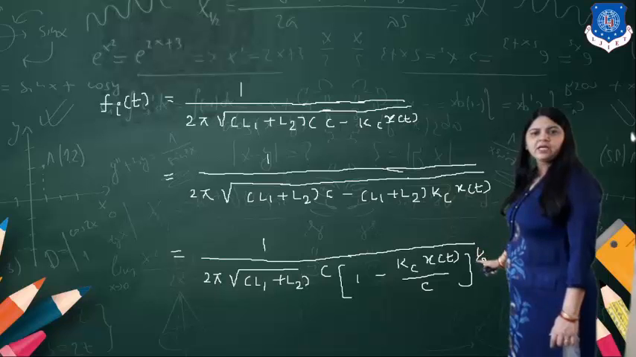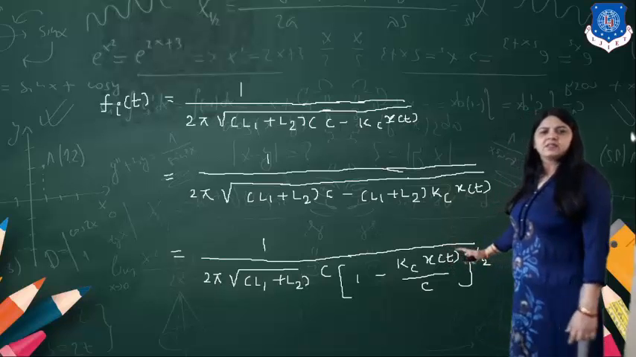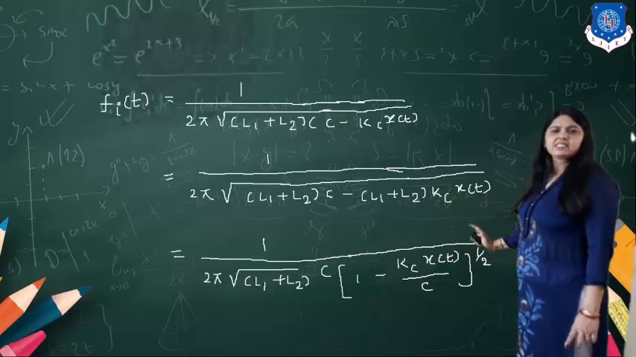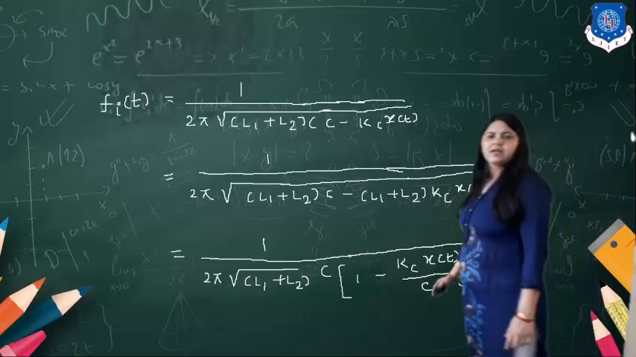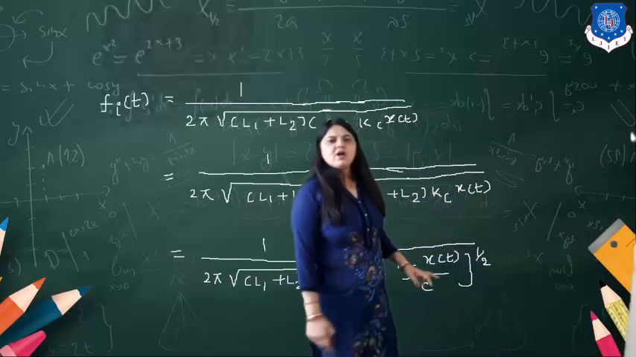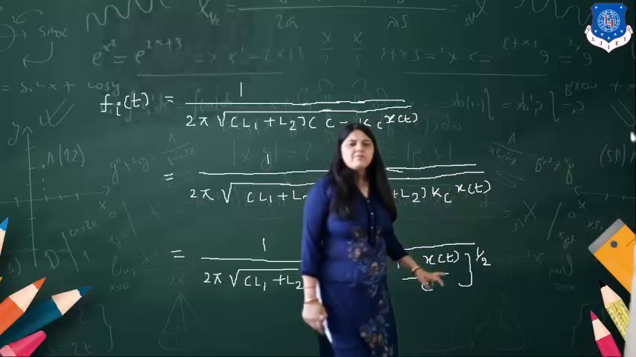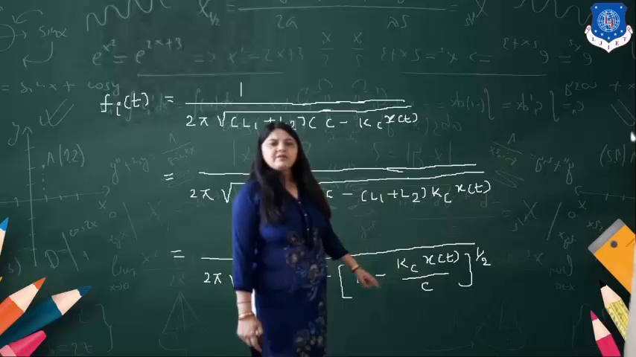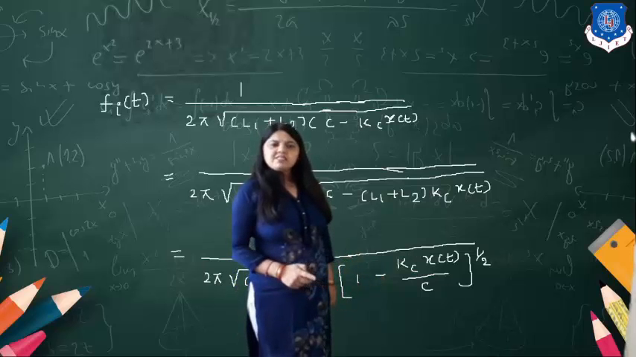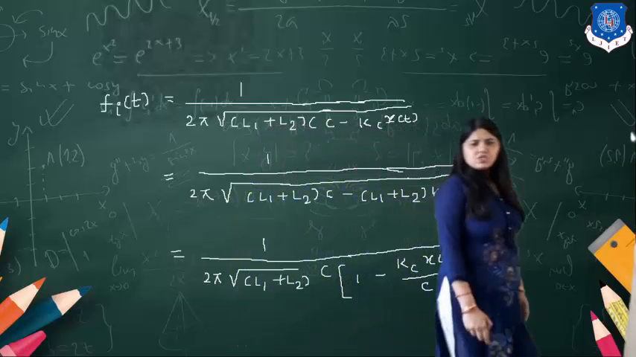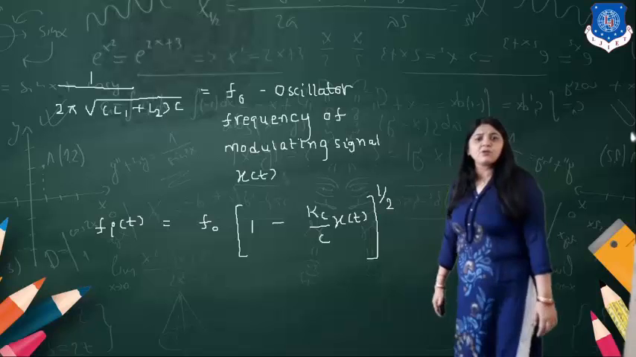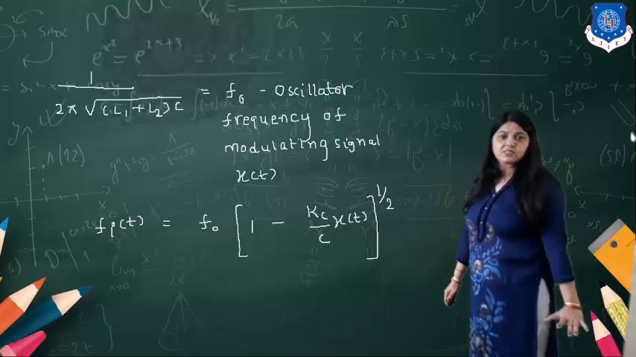So over here again we'll take this, the 2 pi square root of L1 plus L2, that's common. Okay, so it is in the bracket. It is 1 minus Kc x(t) upon C, whole raised to 1/2. So this is about the instantaneous frequency.